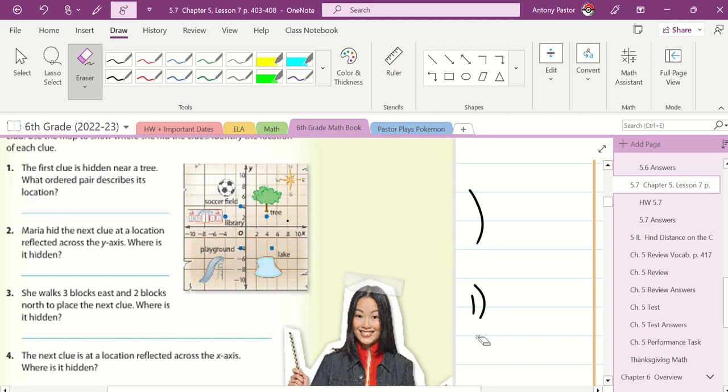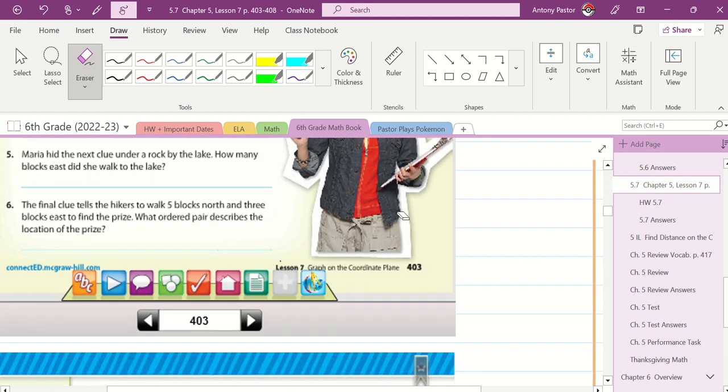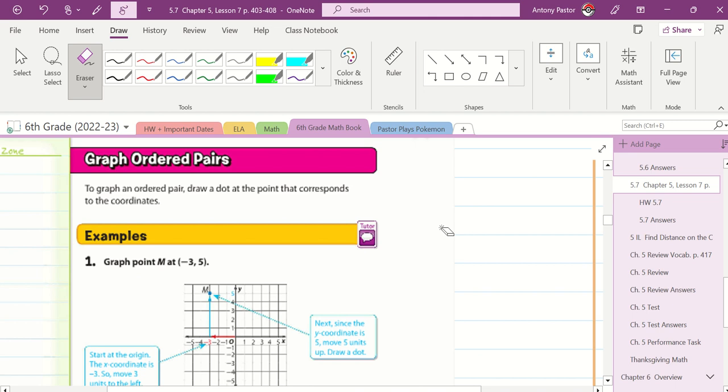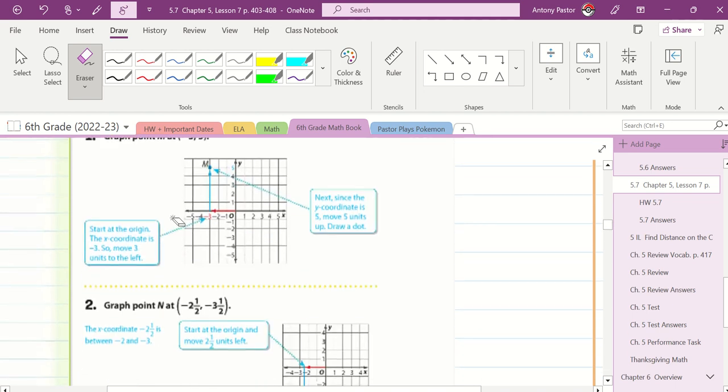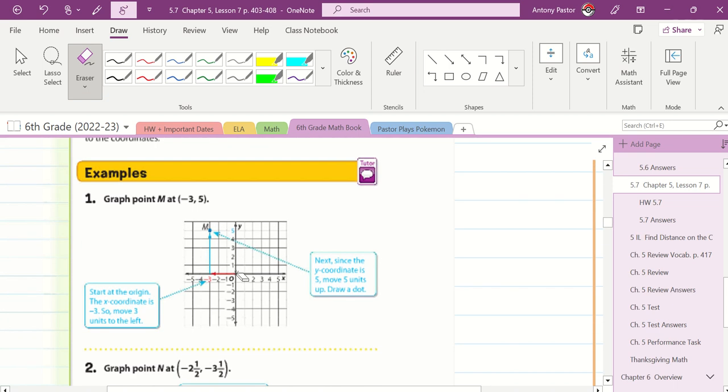So hopefully that made sense. Hopefully we're understanding a little bit more about graphing. Graph ordered pairs. To graph an ordered pair, draw a dot at the point that corresponds to the coordinates. So again, we start at the origin point. Our first number will tell us to go left or right. Right if it's positive, left if it's negative. Since it's negative 3, we're moving all the way to negative 3 to the left.